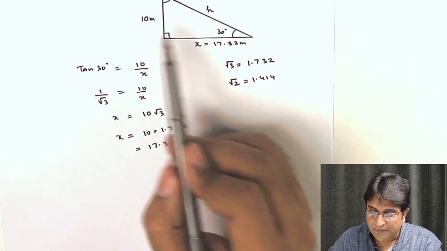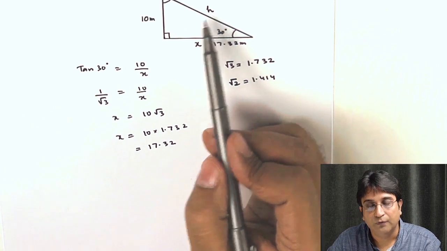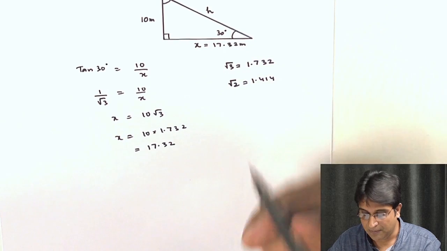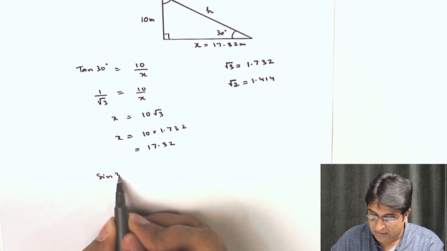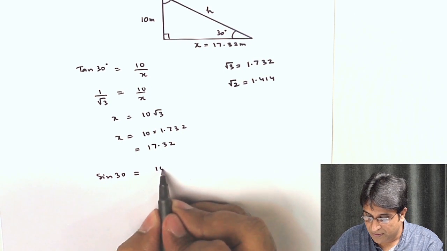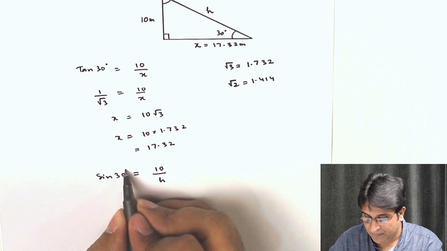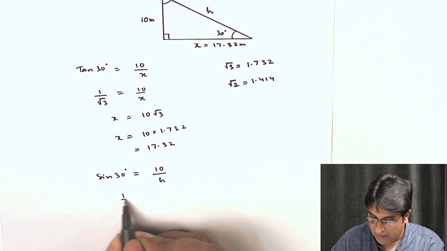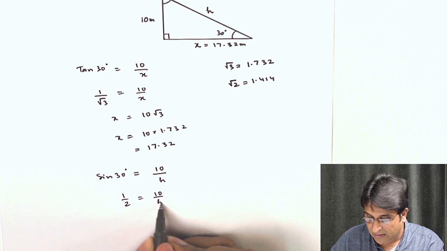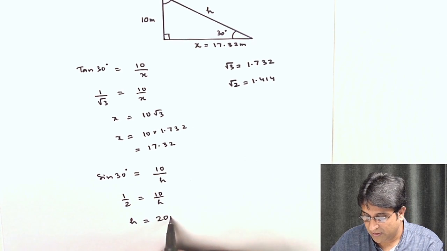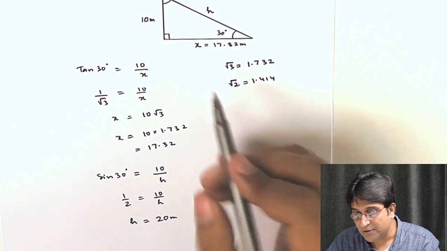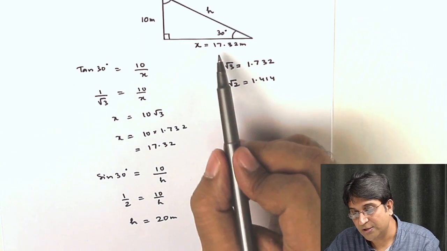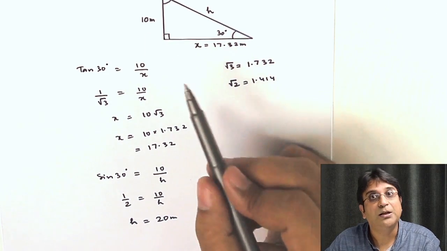So now I know opposite and I have to find hypotenuse. Now which is the ratio which is opposite and hypotenuse? Sin theta. Sin theta is opposite by hypotenuse. So I write sin 30 is opposite by hypotenuse. Now what is the value of sin 30? It's 1 by 2. So you can write 1 by 2 is 10 by h. So what is h? h is 20 meters. See how easy it is? Contrast this, if you were actually going to use Pythagoras theorem, you would have squared 10, you would have squared 17.32, you would have added it plus found a square root.